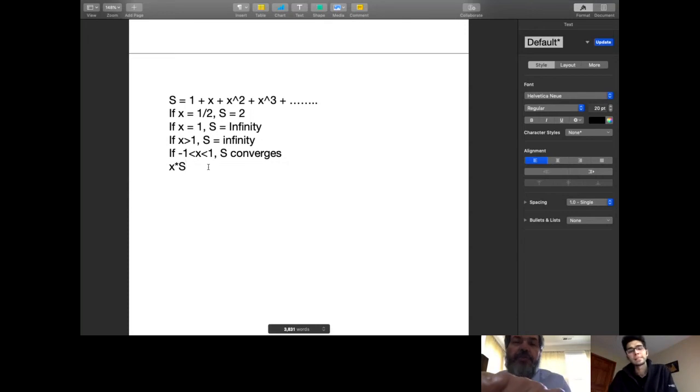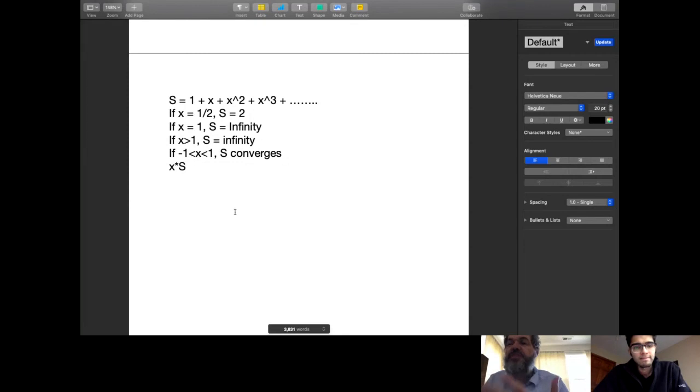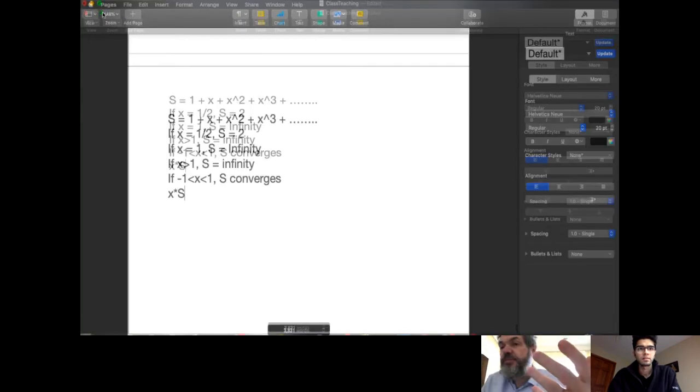Now, we compute x times S because, okay, we see that S converges. These terms become extremely small. But that's not what I want. What I want is exactly the value of the sum. Yes. In the particular case when x was equal to 1/2, he obtained that the total sum is 2. I want to see what the total sum is in general.